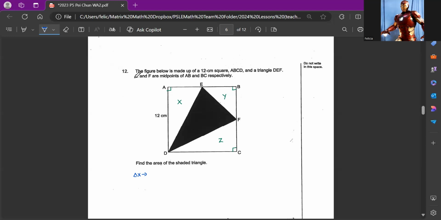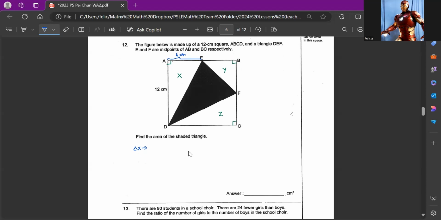That's easy because E is the midpoint of AB. So if E is a midpoint, AE here is 6 cm, which is 12 divided by 2. Base and height are there, so half times 6 times 12. This works out to be 36.